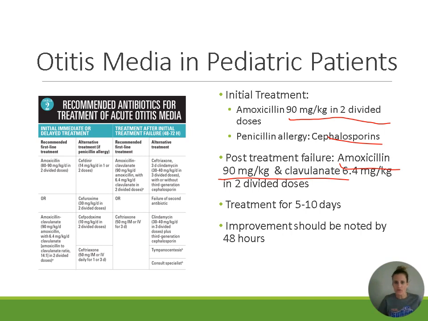Again, we dose off of the amoxicillin at 90 milligrams per kilogram per day in 2 divided doses. And we treat for 5 to 10 days. Again, improvement should be noted within 48 hours.